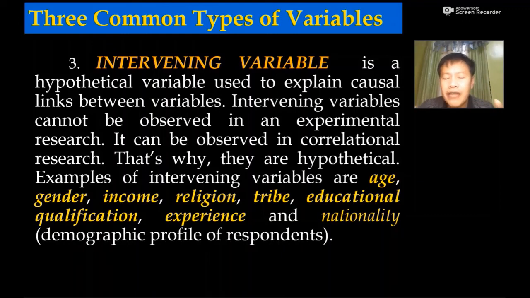In order that the conflicts of your two friends will not get worse, you're going to intervene in order to resolve their problem, because if that will not be resolved, that will become worse. And you will be also affected because you are their friend. Intervening variable can be observed in correlational research. That's why they are hypothetical. Examples of intervening variables are age, gender, income, religion, tribe, educational qualification, experience, and nationality. And all of these are demographic profile of your respondents.